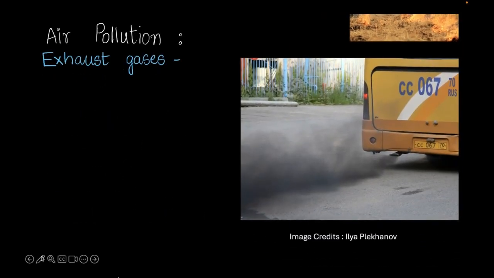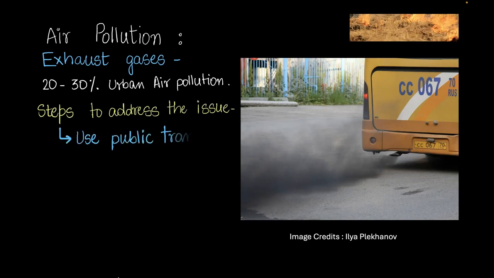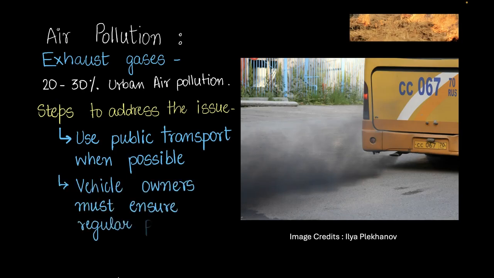Exhaust gases are a major cause of pollution in cities. 20 to 30% of urban air pollution is because of vehicular exhausts. So what can we do? Always use public transport whenever it's possible. The less number of vehicles on the road, the less pollution we have. The other thing vehicle owners must do is ensure that they do regular pollution checks and ensure that their vehicles are in good running condition. This can go a long way in reducing pollution in our cities.